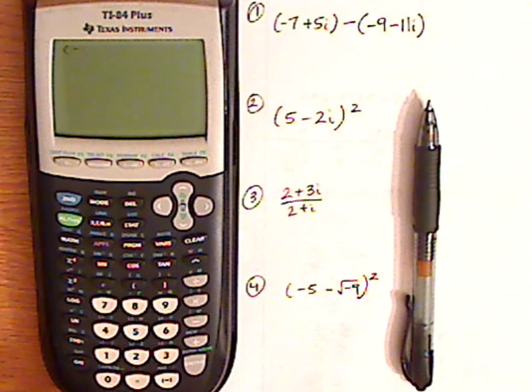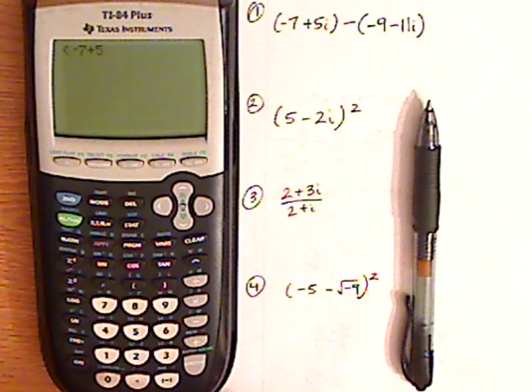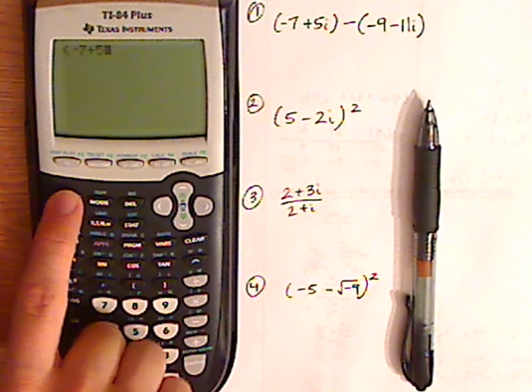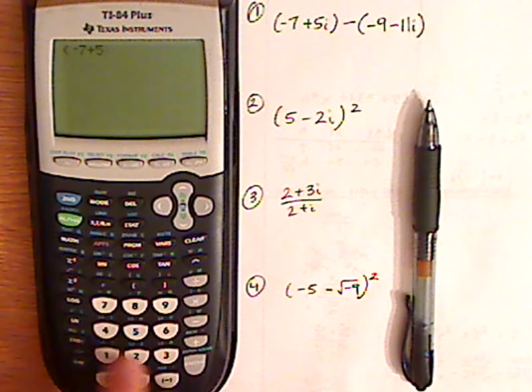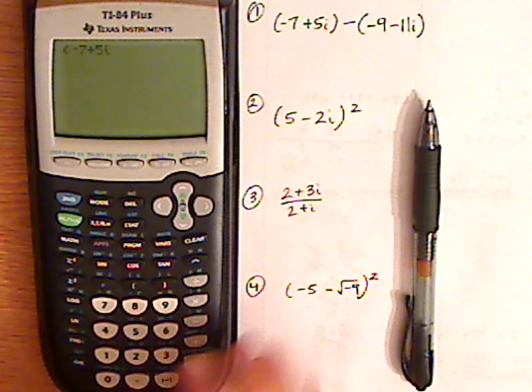So -7 plus 5. Now I is right above the decimal. It's the decimal button, but you have to push, it's blue. So you want to push second first. So second, and then push the decimal key, which gives you I.